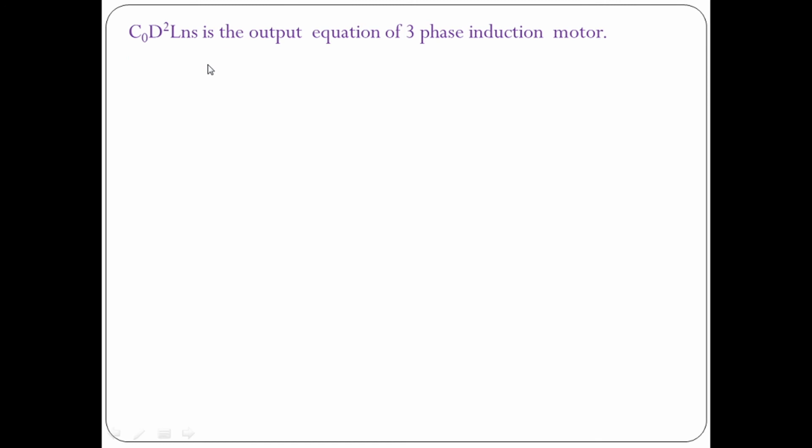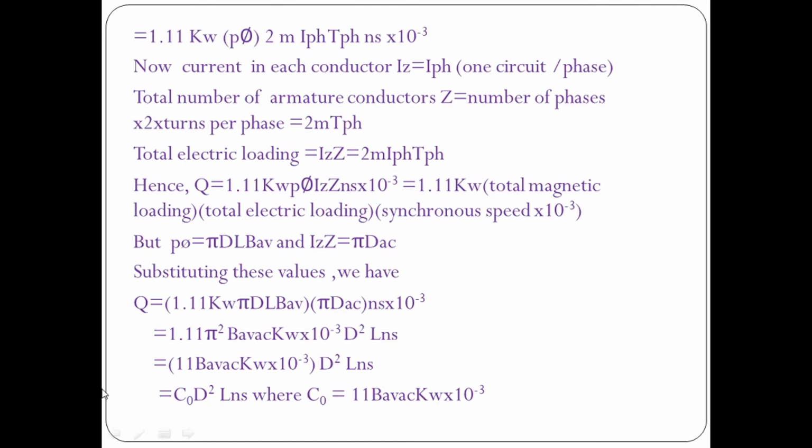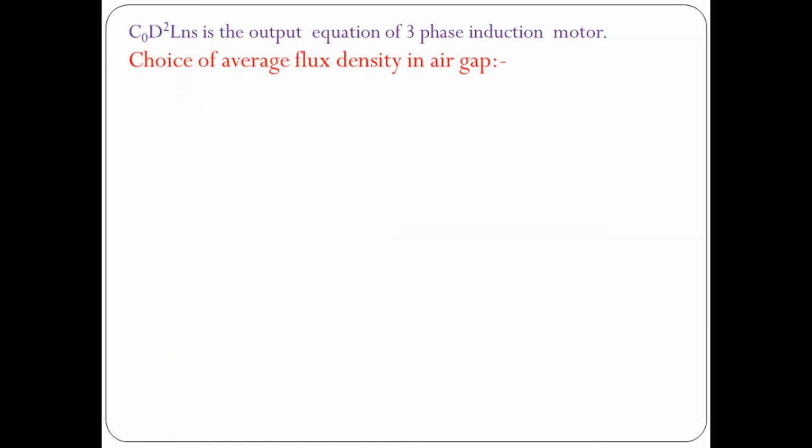Where C naught is nothing but 11 into BAV into AC into kW into 10 to the power minus 3. So that is the C naught, and d square L into ns. So you can say that the output equation of induction motor is a function of stator bore diameter and core length, and the synchronous speed, and specific magnetic loading, specific electrical loading, and winding factor. So that is the derivation of the output equation of three-phase induction motor.